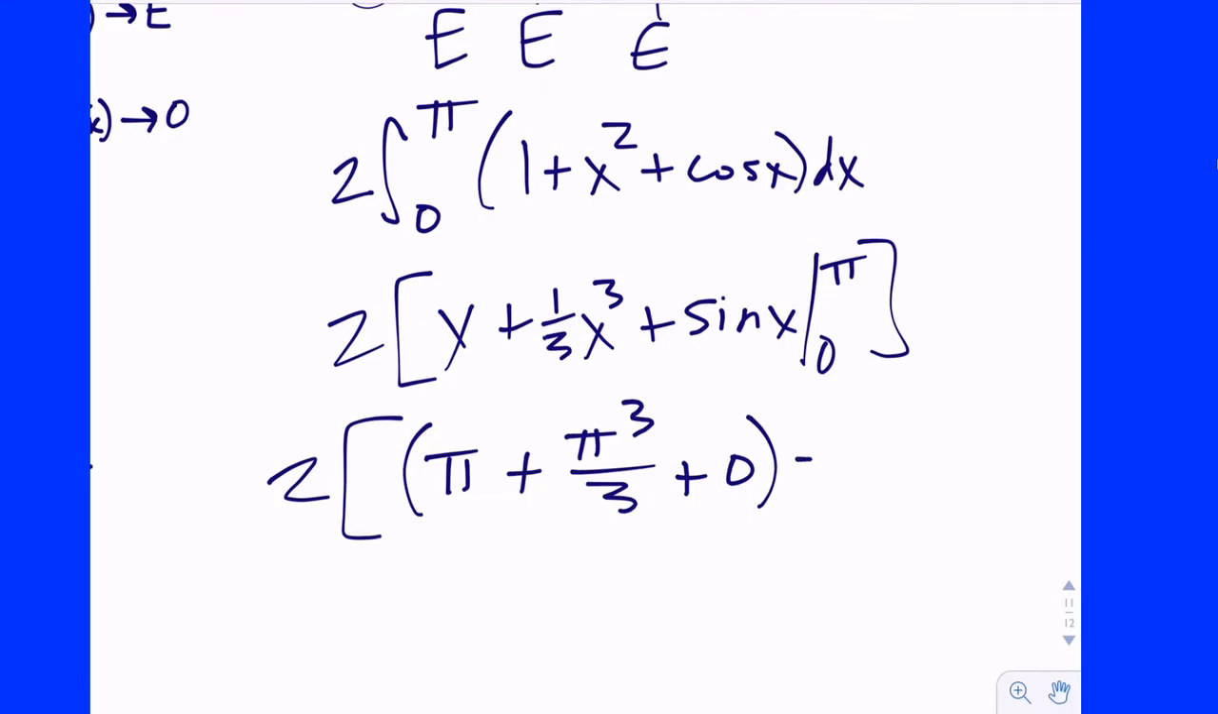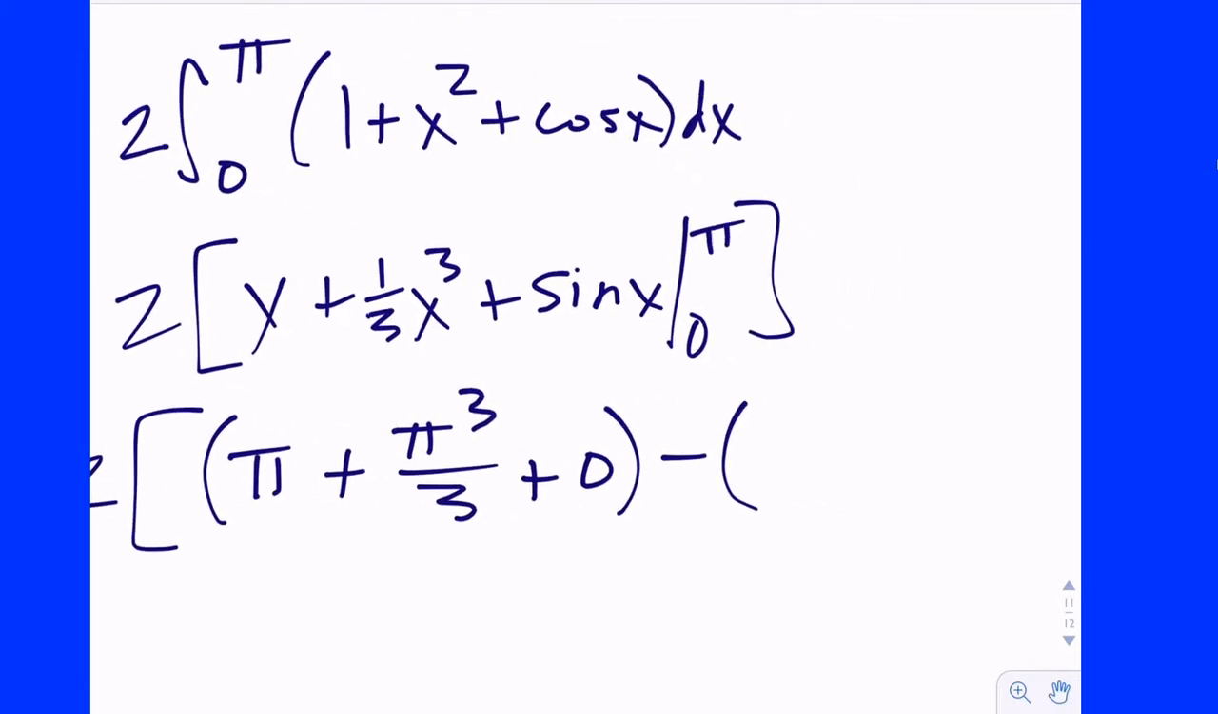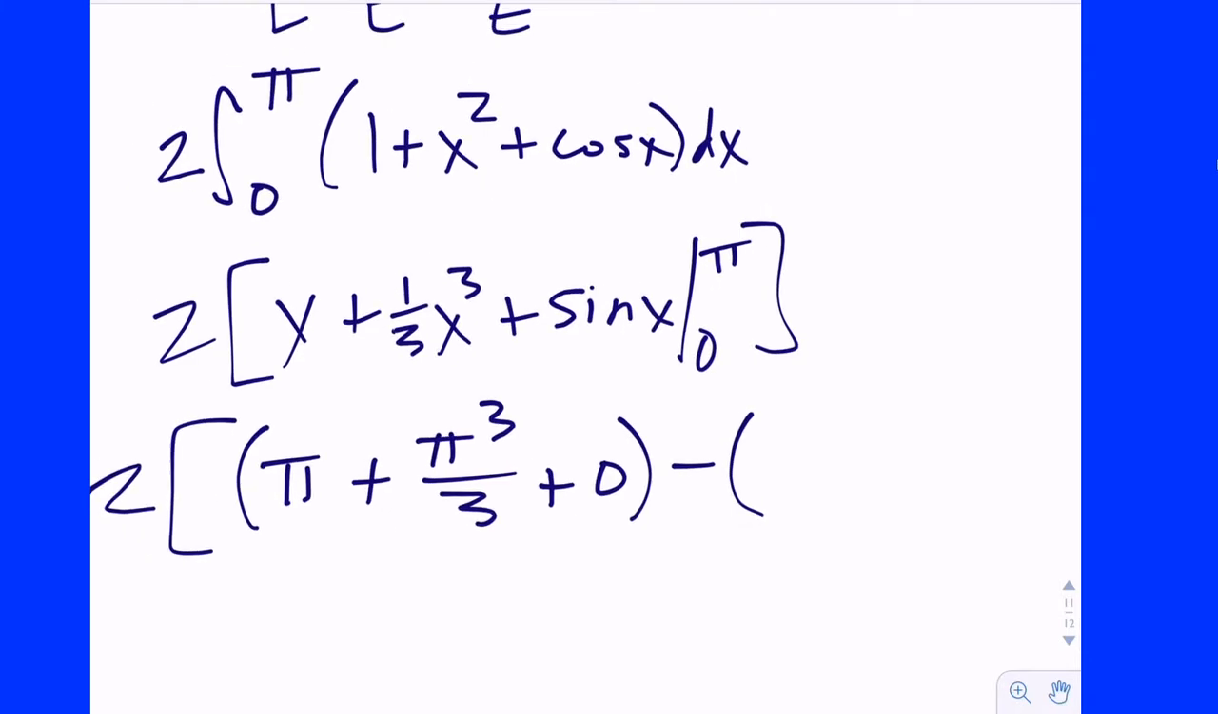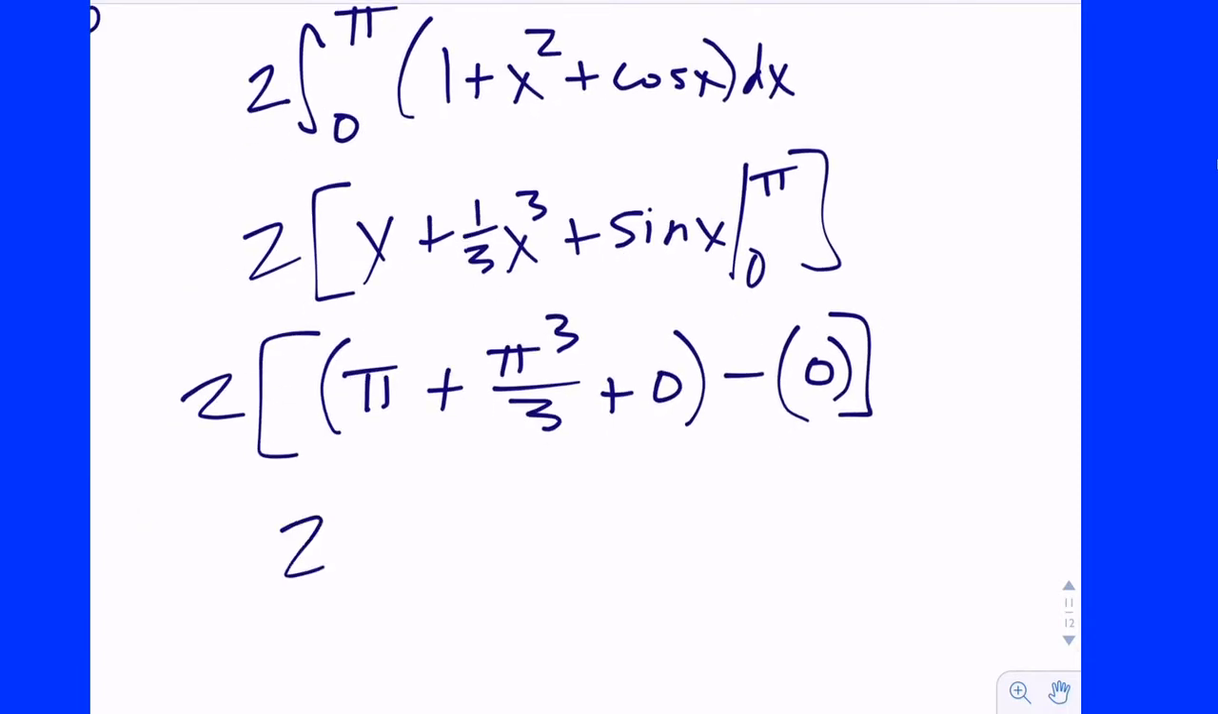0. Minus. Now look, instead of having to plug in a negative pi, yucky, gross, I get to plug in a what? A 0. 0 plus sine of 0 is 0. Now, you may not always get 0 when you plug in a 0, but it will be easier than plugging in a negative pi. And so your final answer is 2 quantity pi plus pi cubed thirds.